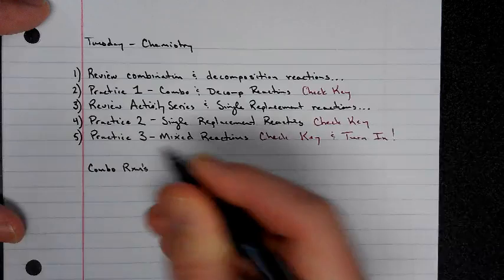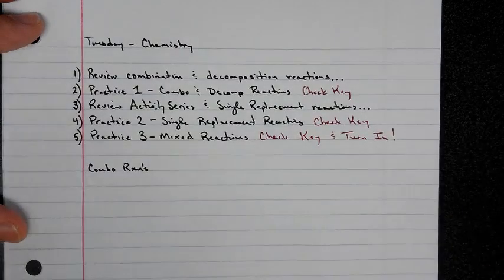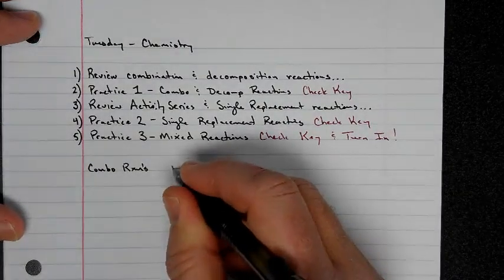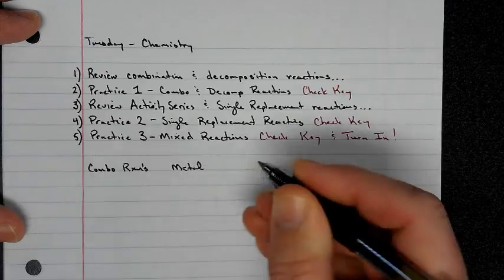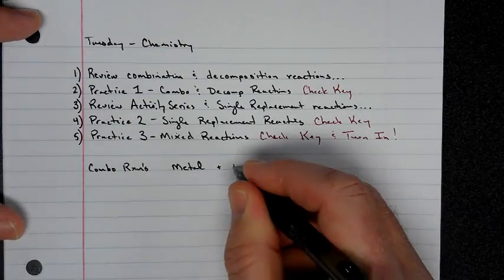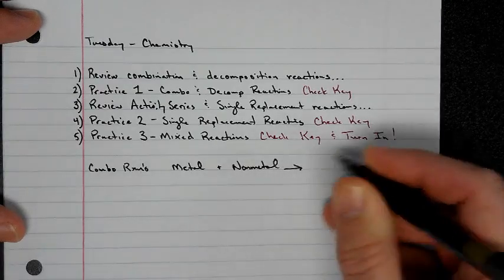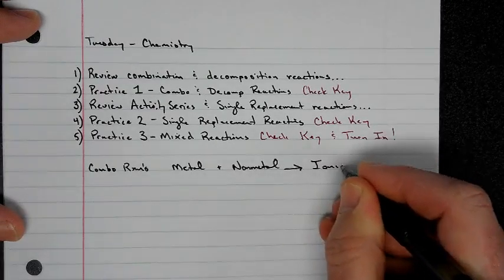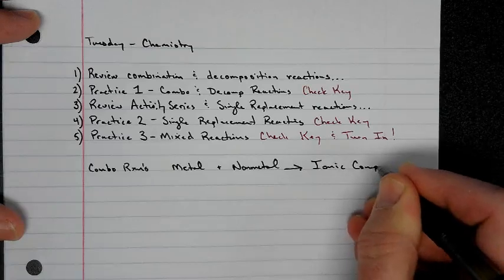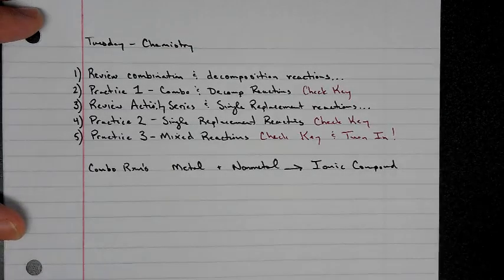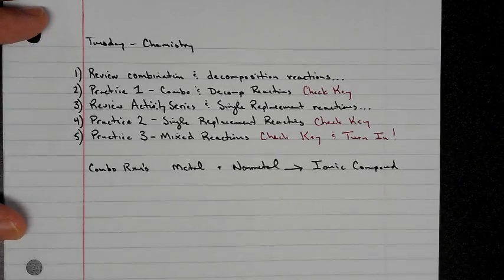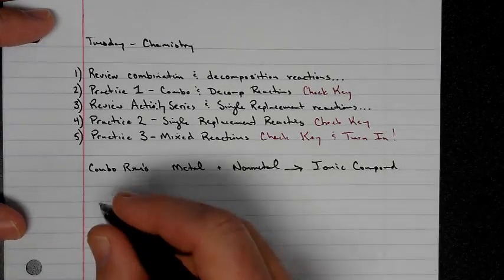So just a quick note about what I'm going to cover. Combination reactions are going to be only these types of reactions. So I'll give you a metal, I'll give you a non-metal, I'll ask you to predict the products, write a balanced chemical equation. Let's do one together.